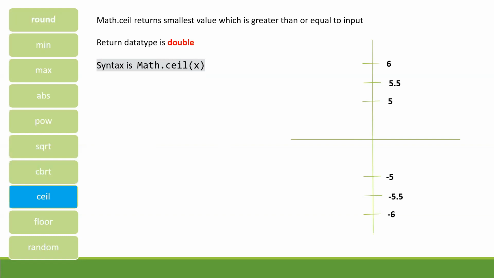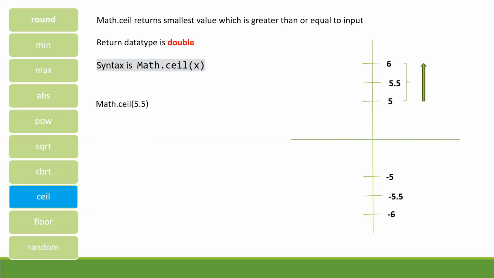Going back to our number line, which is the y-axis, take a set of positive numbers and a set of negative numbers. Now, what does it say? Smallest whole value which is greater than or equal to the input. So anything between 5 to 6, or 5.01 to 6, will look up and give you 6. You have to keep looking up. Ceil means look up. Remember, in round we were looking up or down, but in ceil it is always look up.